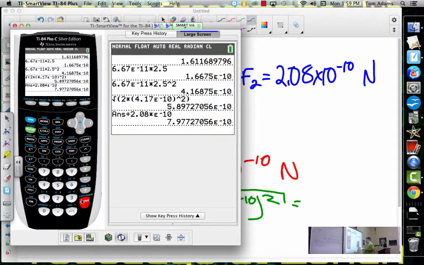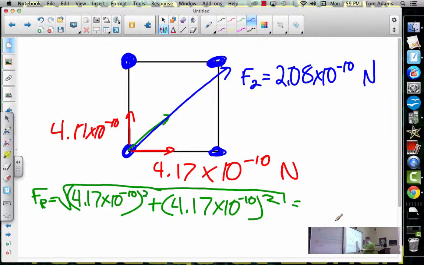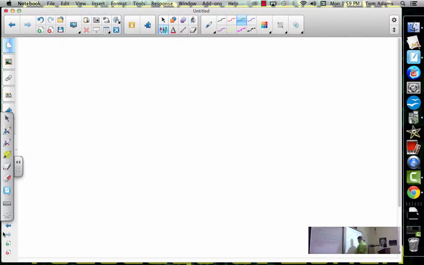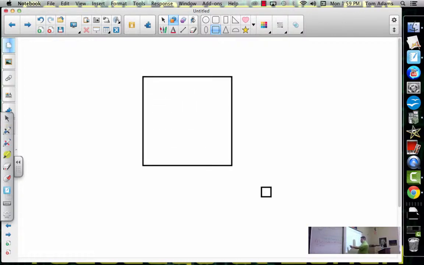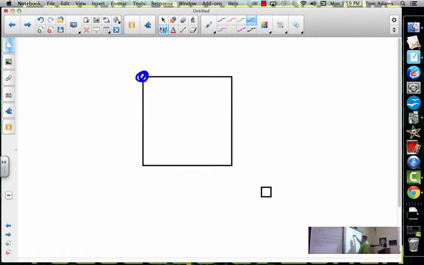And if I were to round that, what would you guys round that to? 8. So the total force is 8 newtons. So what this means is if I were to draw a free body diagram of all the forces acting on these, I have this mass here, and this mass here, and this mass here, and this mass here, and each one of them has a resultant vector force of 8 newtons towards the center of the square.